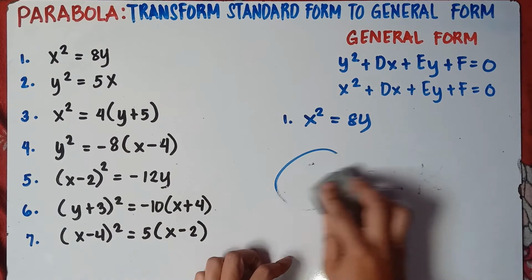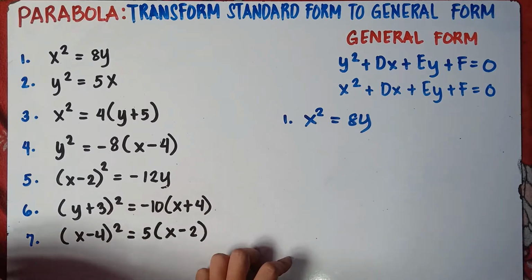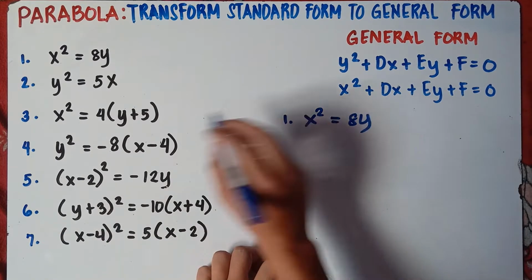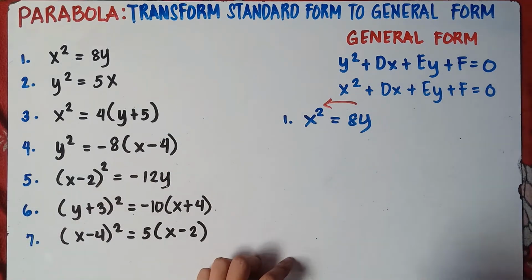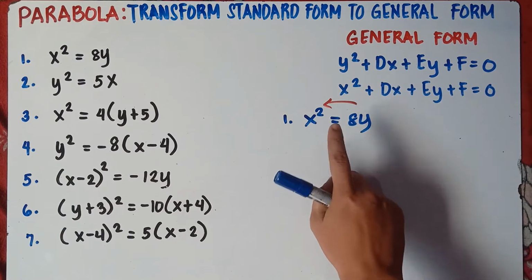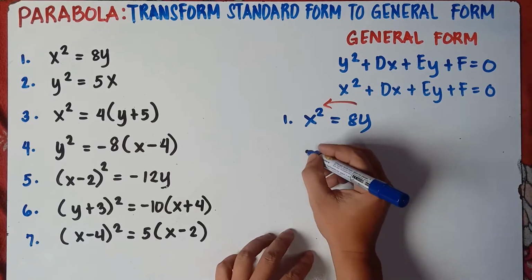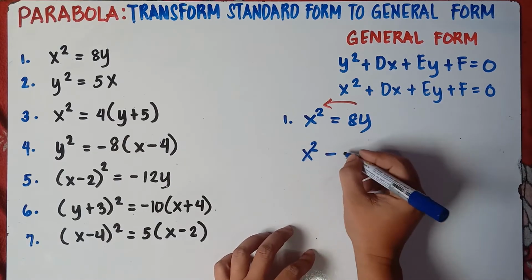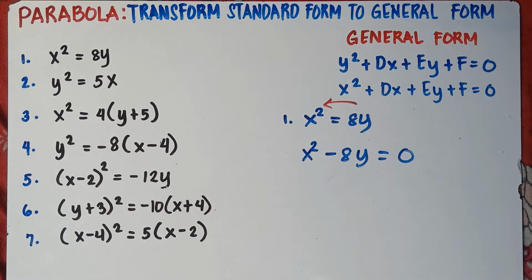for this number 1, we just simply transpose this 8y from right to left. This is positive, it will be negative. Once again class, once you transfer a term across the equal sign, you always change the sign. So this positive 8y will be negative 8y. That would be x squared minus 8y equals 0. That's it class. That's the answer for number 1. We just transform it into general form. Easy, right?